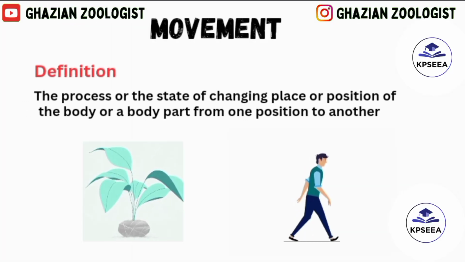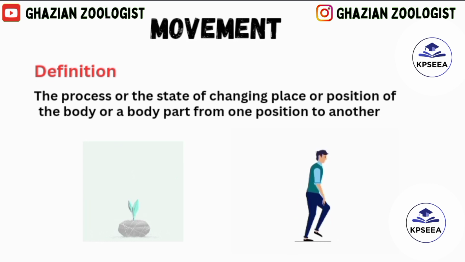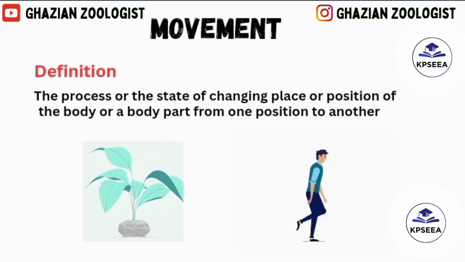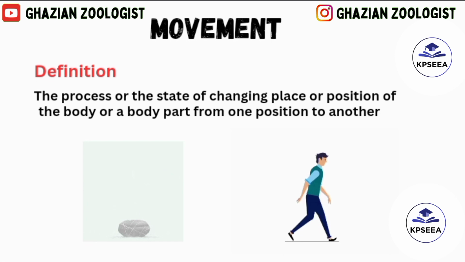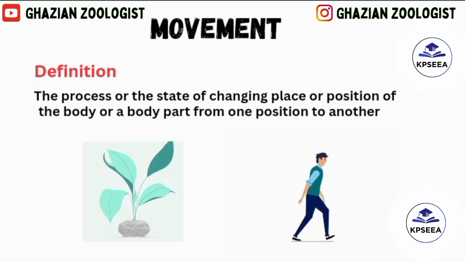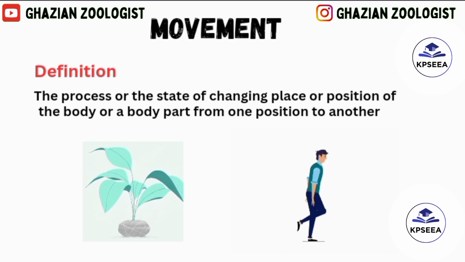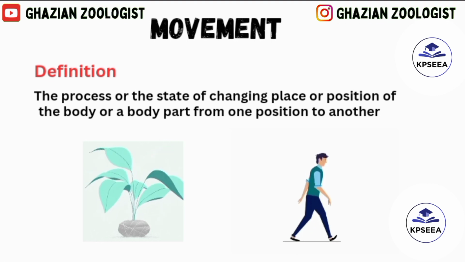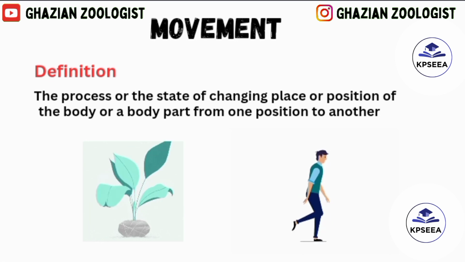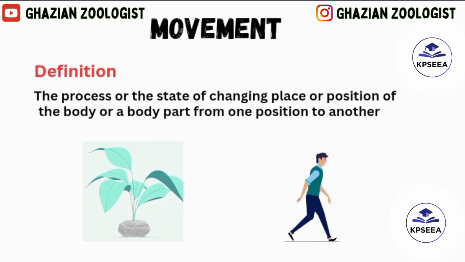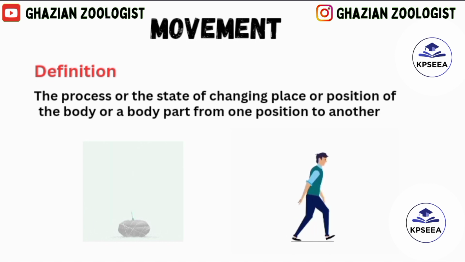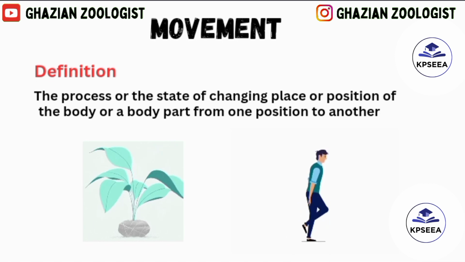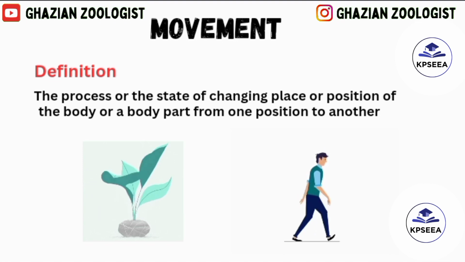The first one is movement. It is the process or the state of changing place or position of a body or a body part from one position to another. For example, when we move from one place to another, it is a movement. Or you can see in this image a boy is walking, which shows a process. Even in the first diagram, the plant grows and its different body parts grow. It also shows a kind of movement.